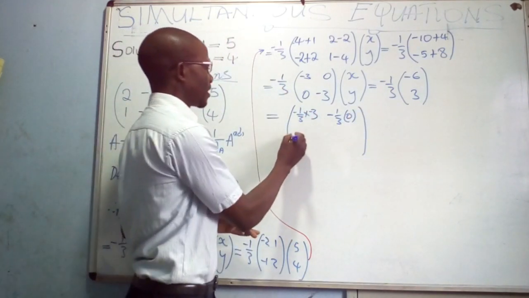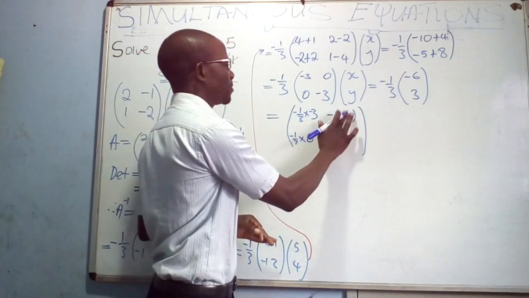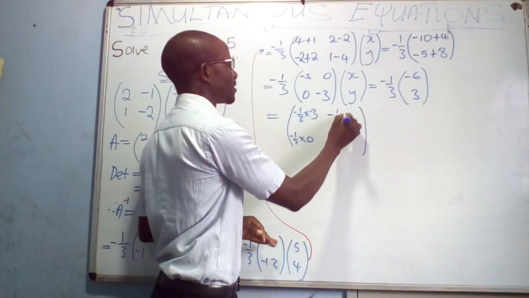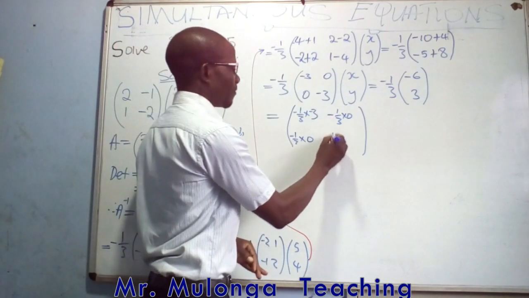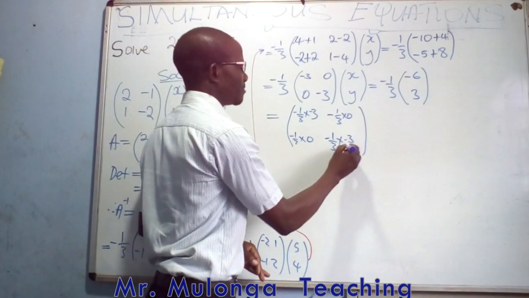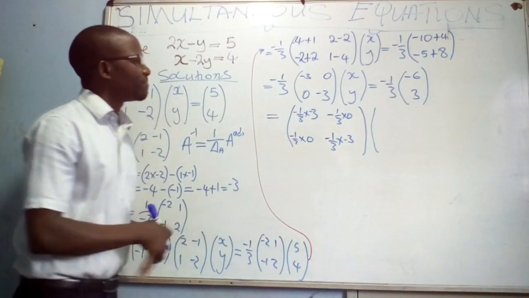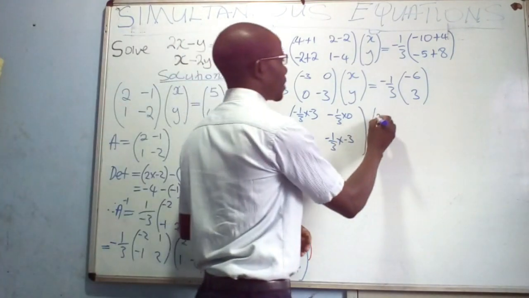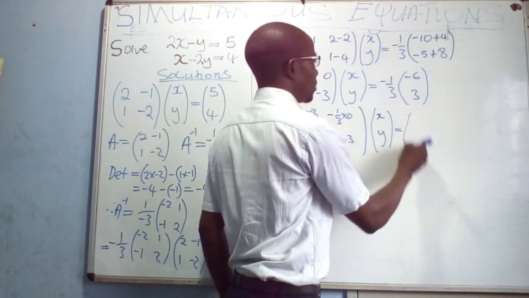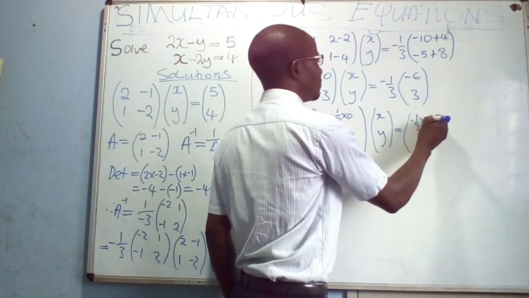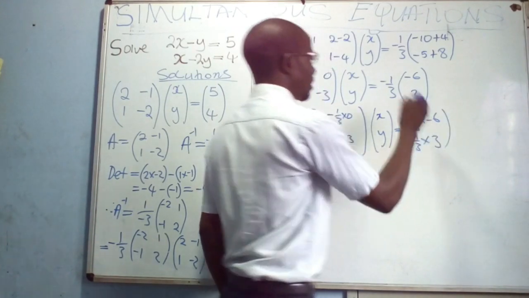Negative 1 over 3 again. Negative 1 over 3 times 0. It's okay, even if we use the brackets or the multiplication, it's still the same. Negative 1 over 3 times negative 3, like that. Then we have our variable column matrix. So x, y equals, multiply through, even in this position, you have a negative 1 over 3 times negative 6, negative 1 over 3 times 3, like that.